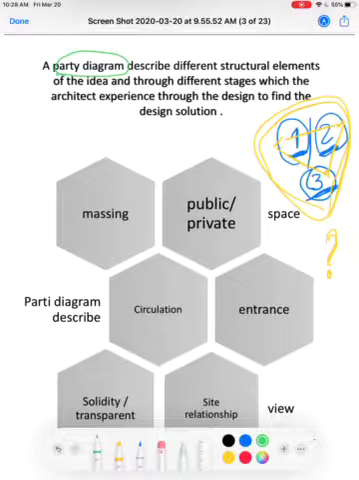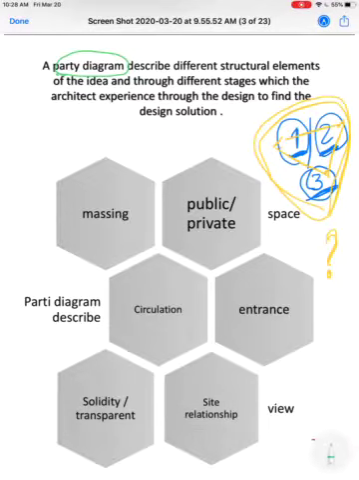And this, again, is just an example, and it doesn't cover everything. Here it's a diagram, and we are stating some things that you can see in the diagram. Okay, so the circulation, the entrance, the mass, the public and the private space, the site relationship, and the solidity and transparency, and the view.